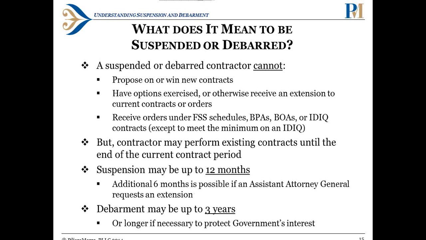I'll take it over from here, this halfway point. We want to touch on what exactly it means to be suspended or debarred, and what it means can probably pretty easily be stated in what you cannot do.